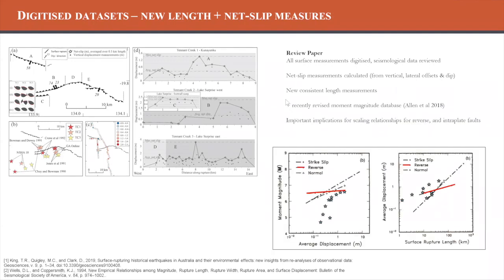And in 2018, Geoscience Australia also did a big revision of the moment magnitude database. So we had these 3 new data sets, the length, the net slip, and the moment magnitude. And I just asked a simple question, well, does that compare to what we think about Australian data historically?